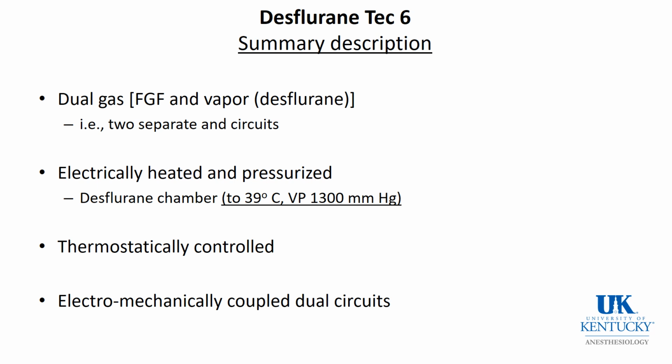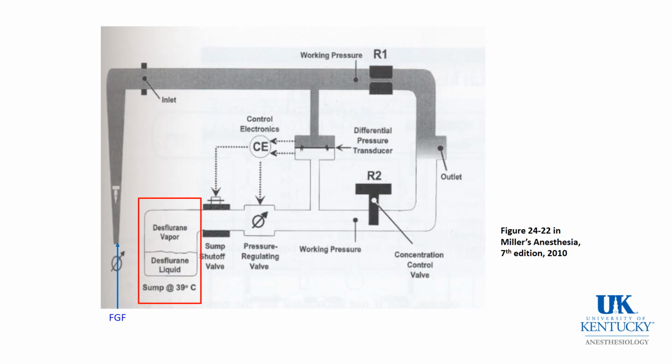It has a separate vaporizer chamber and a separate fresh gas flow. The vaporizer chamber is electrically heated and pressurized to a temperature of 39 degrees and a pressure of 1,500 millimeters of mercury. And the vapor pressure inside that is 1,300. It's pure, I'm sorry, the pressure is 1,300, and it's only made up of desflurane. And this is how it works.